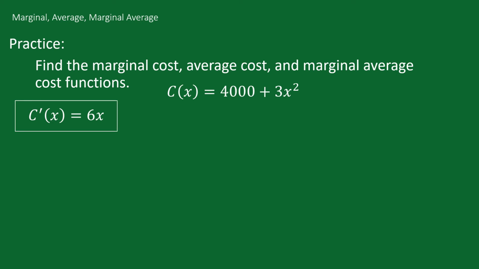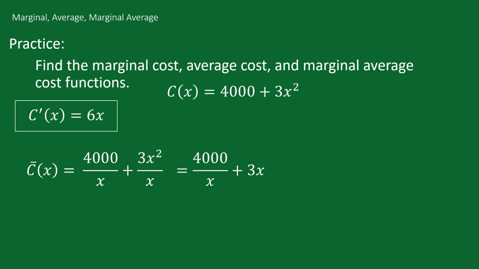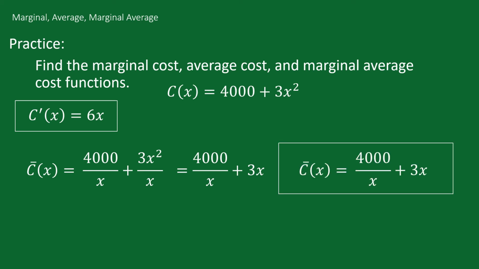Moving on to the average cost function, we take the original cost function, c of x, and we divide that by x. We get c bar of x equals 4,000 over x plus 3x squared over x, and that simplifies to 4,000 over x plus 3x. So our average cost function is c bar of x equals 4,000 over x plus 3x.